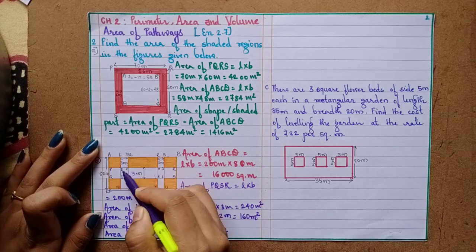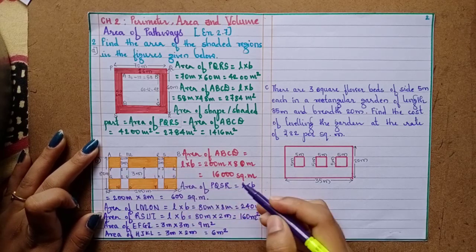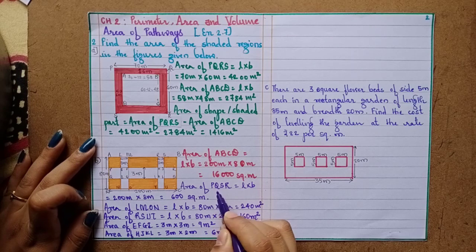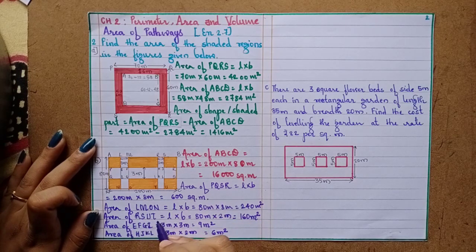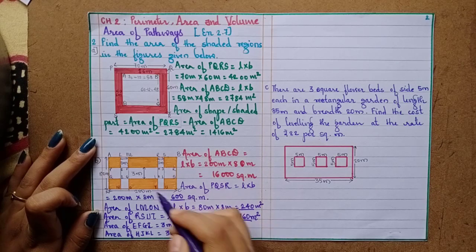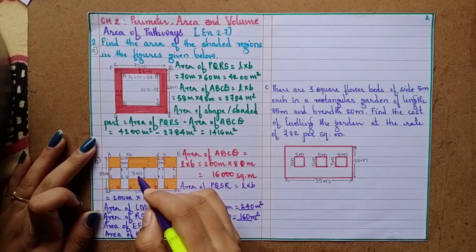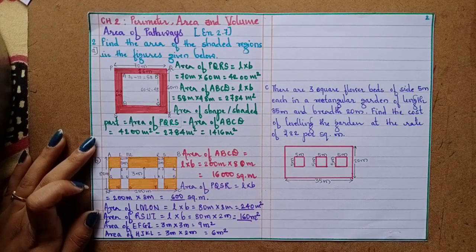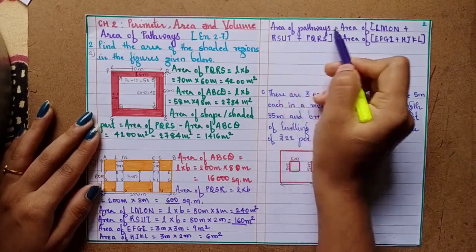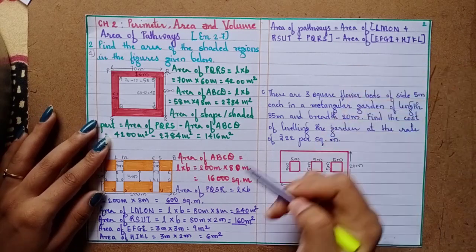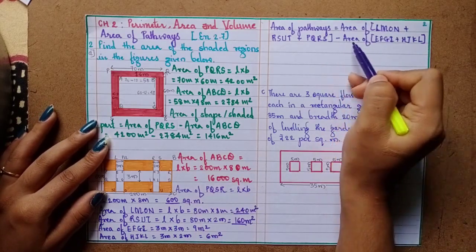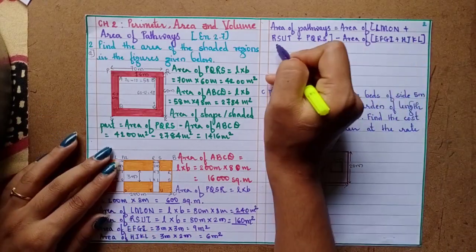To find the area of this pathway, we have to add the area of PQRS, area of LMON, RSUT. Okay, so these three we have to add together, just the first figure, second figure, third figure. This way we have found the area, and from that we have to subtract these two. So let's find the area of the pathway. Here the area of the pathway is equal to the area of these three figures minus the area of these two. So let's do that.